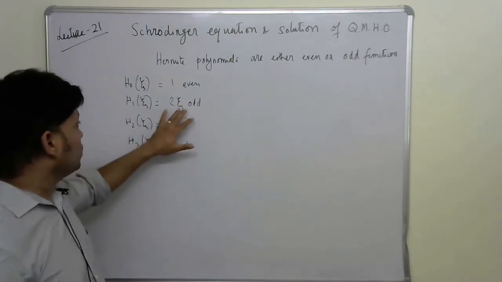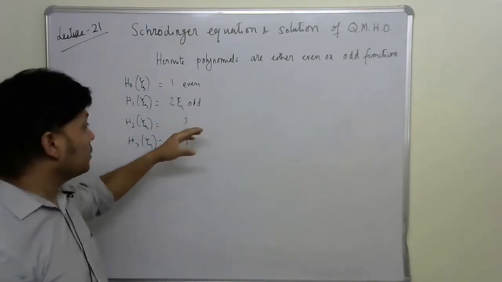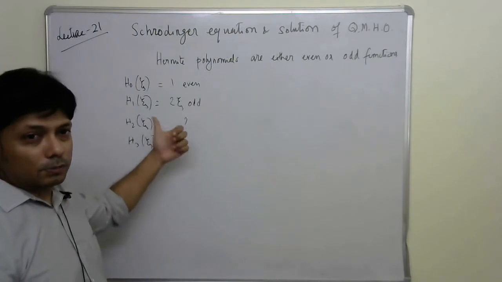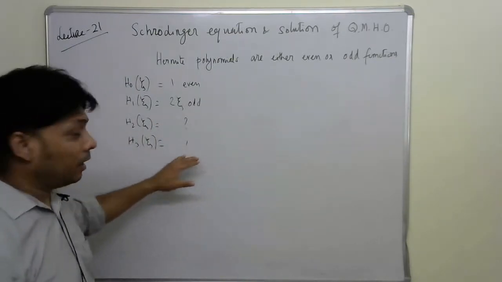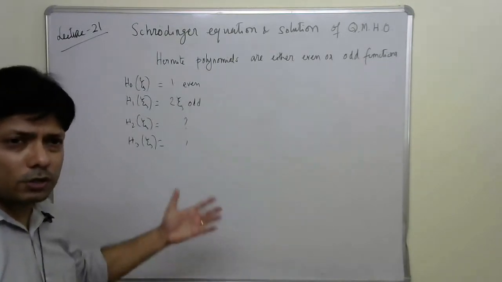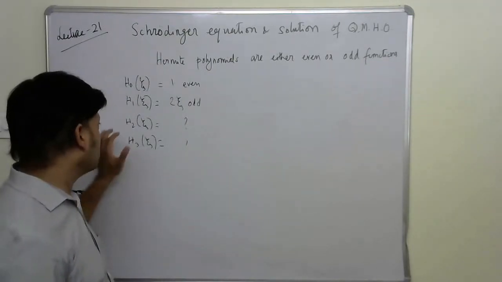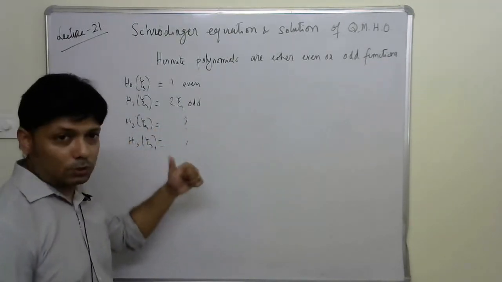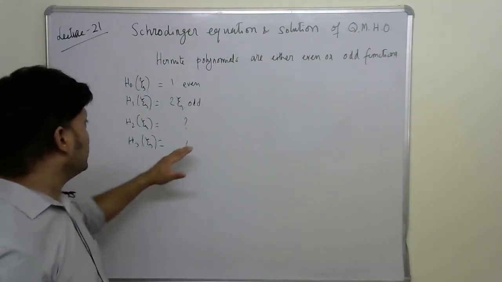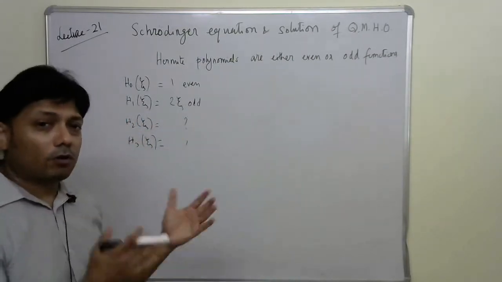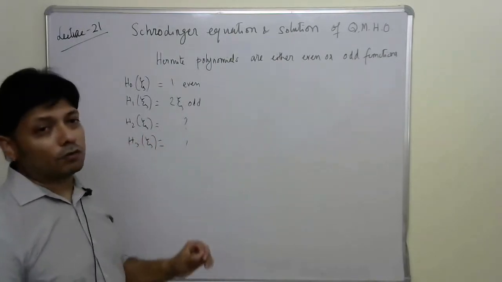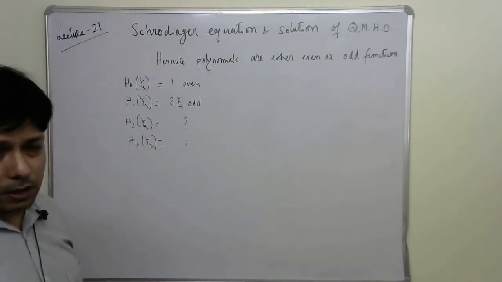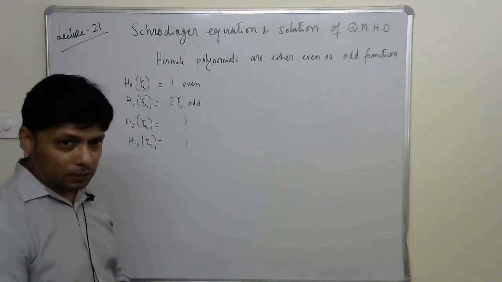And then H1 of zeta is equal to 2 zeta, so definitely it's odd, because depending on zeta being positive, it is positive, and being negative, it is negative. H2 of zeta and H3 of zeta you have to find out. But what is your expectation? You expect H2 to be even and H3 to be odd. Please find out from the expression that I have already given whether H2 of zeta and H3 of zeta conform to even and odd functions respectively.